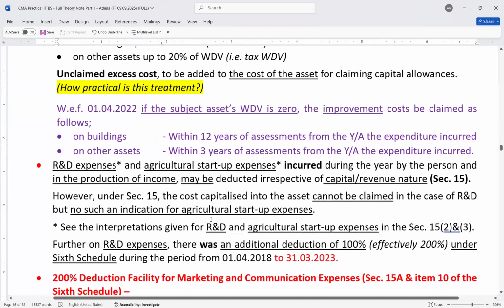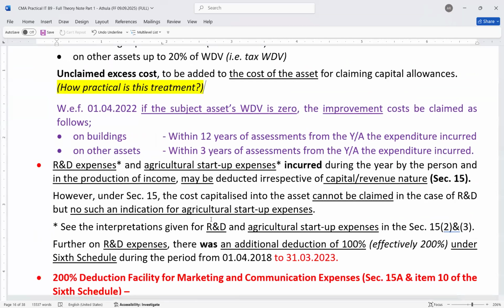Then with effect from 1st April 2022, if the subject asset's written down value is 0, the improvement cost can be claimed as follows. Now, what has happened? With the earlier rule, suppose the building is old, more than 20 years, the written down value is 0. In a situation like that, there's no way of claiming. This error was there in the original act. Then we pointed out that this is wrong, and after pointing out, they rectified it.